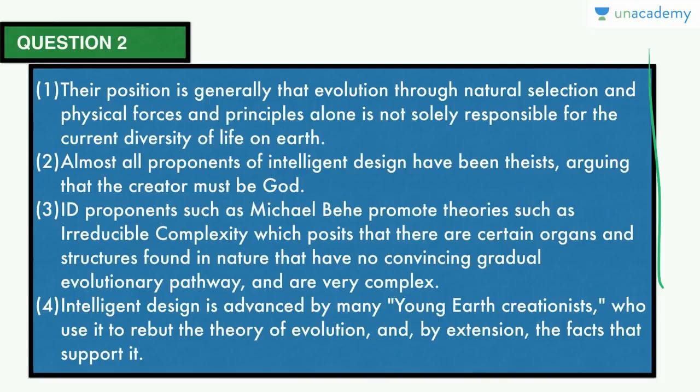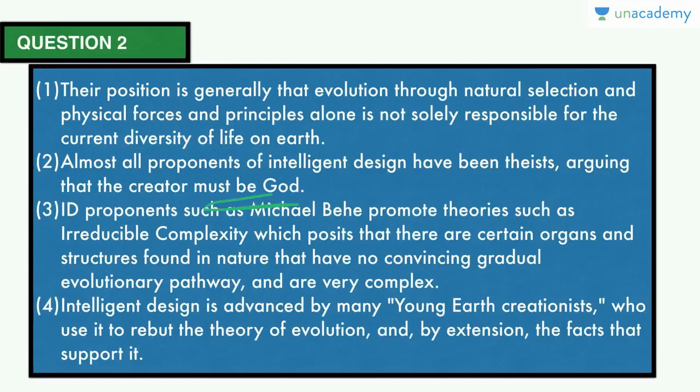Almost all proponents of intelligent design have been theists, arguing that the creator must be God. Fine. Their position is generally that evolution through natural selection and physical forces and principles alone is not solely responsible for current diversity of life on Earth. Okay, so they're saying that natural selection and survival of the fittest and evolution and all that stuff is not the only thing responsible for the diversity of life on Earth. There is something else, the God factor.